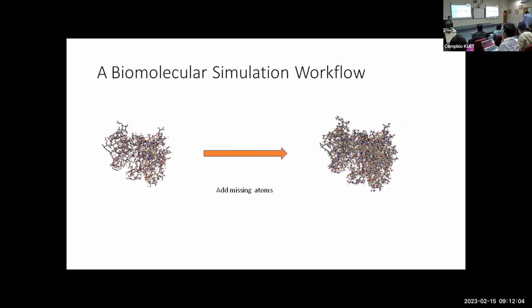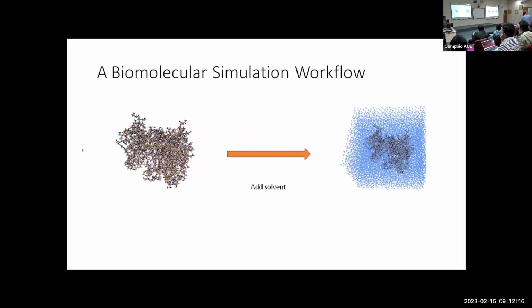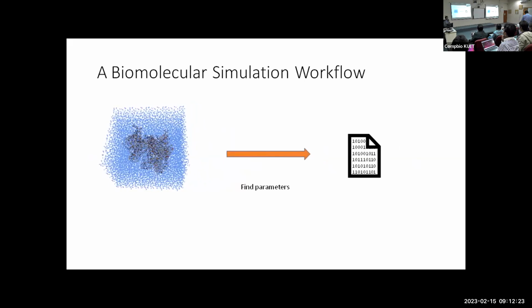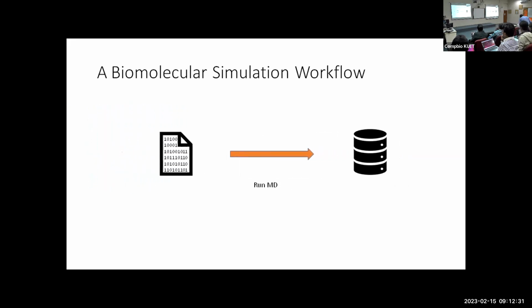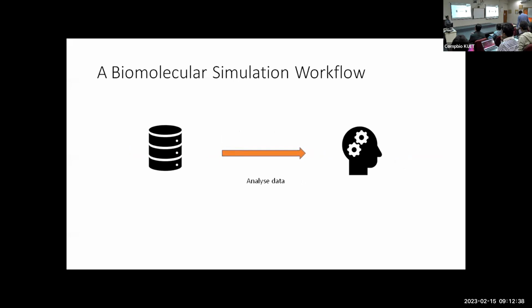And then once you start with a structure, like in the case of an experimental structure, sometimes you'll have missing atoms. So we add the missing atoms. And then we add solvents, because everything in our cell has solvents there. Those are the typical steps. And then we find parameters from the force field library. Like, okay, I have my atoms, what are the parameters? And then we put it into an MD engine and we run MD. And I think that's in our next lecture. And then finally, we analyze the data.